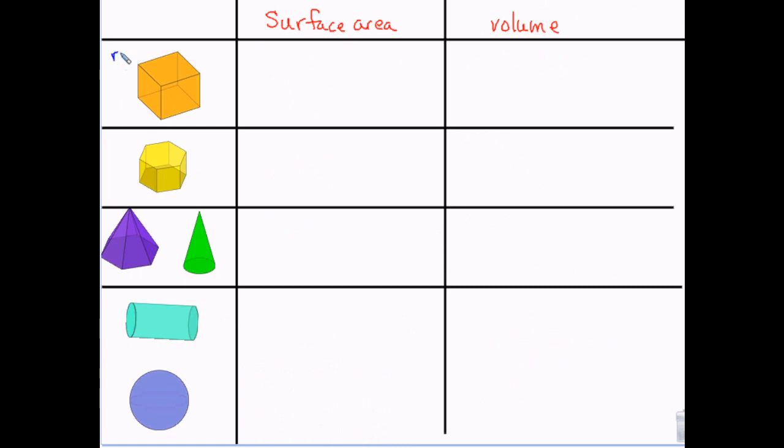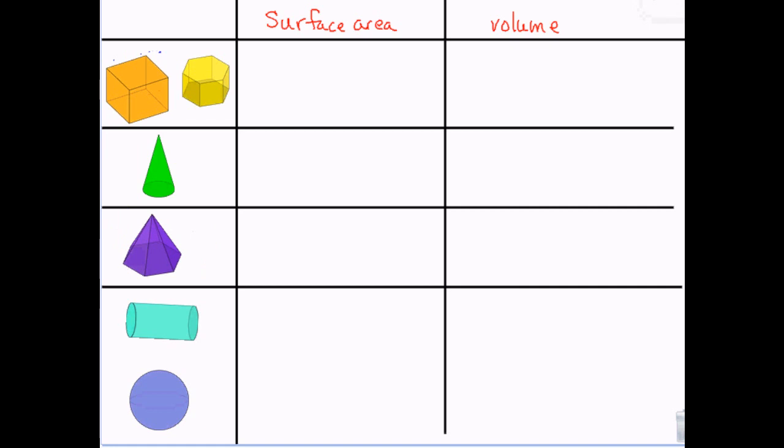So this is a rectangular prism. We're going to use any prism. Oh, that's what's wrong. I've got two. Okay, hold on. Let me fix that. I don't need my cone and my thingy in the same box.